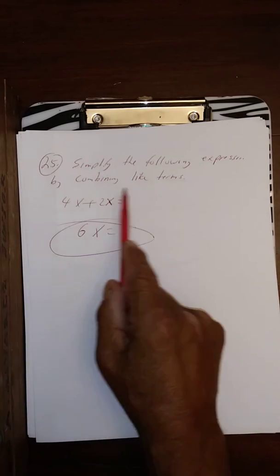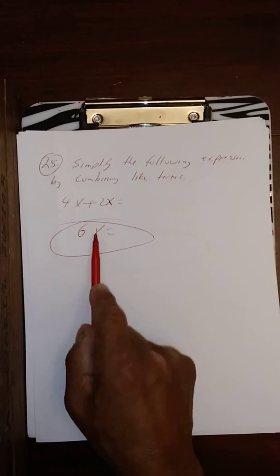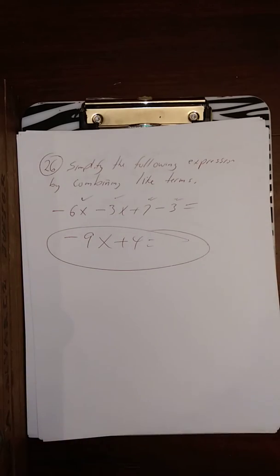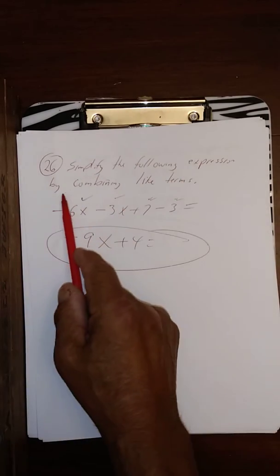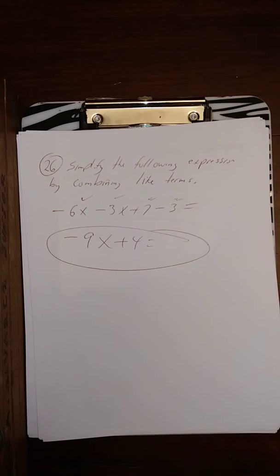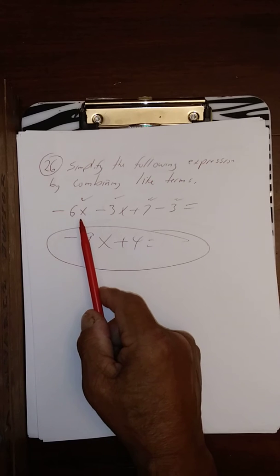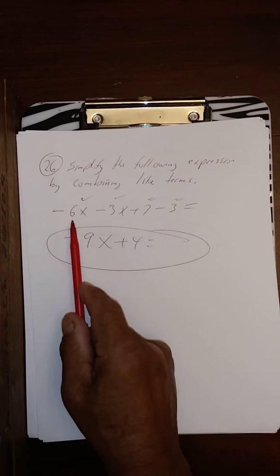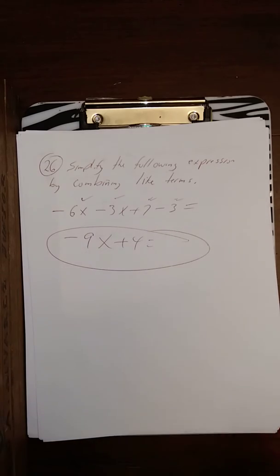Simplify the following expression by combining like terms. 4x and 2x is 6x. Just add them together. Simplify the following expression by combining like terms. We have negative 6x, negative 3x, 7 and 3 is negative 9x plus 4. We're done.